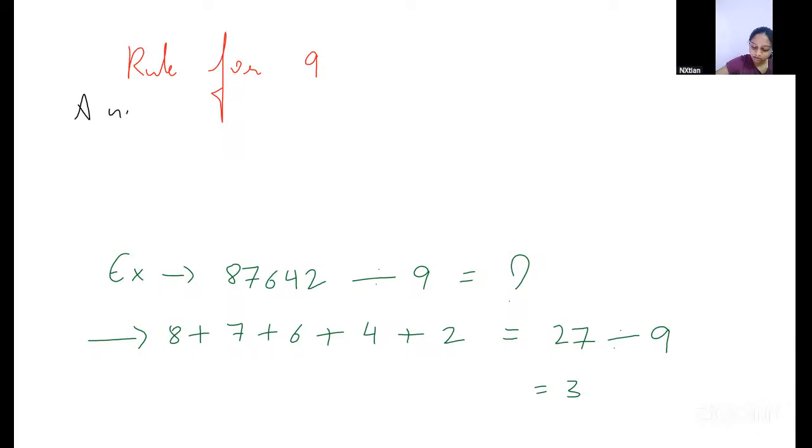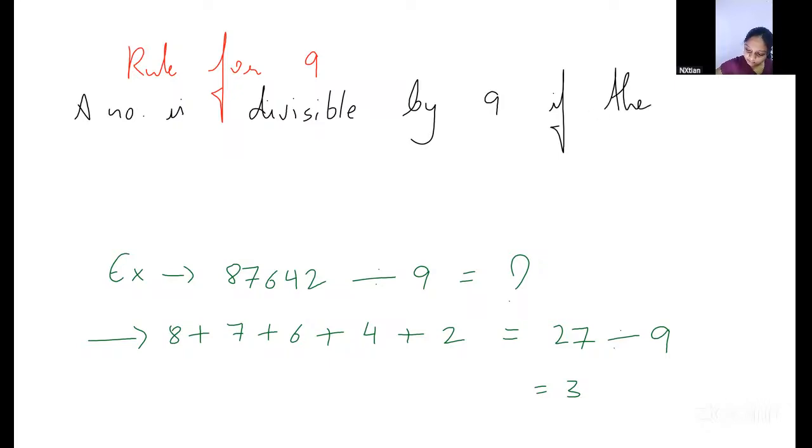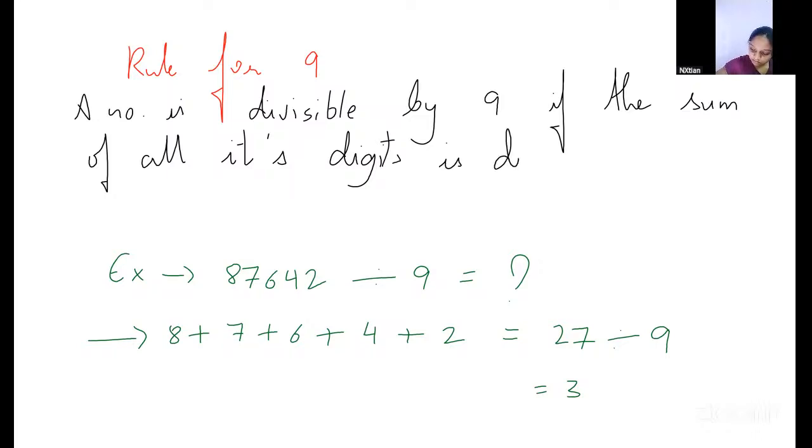A number is divisible by 9 if the sum of all its digits is divisible by 9.